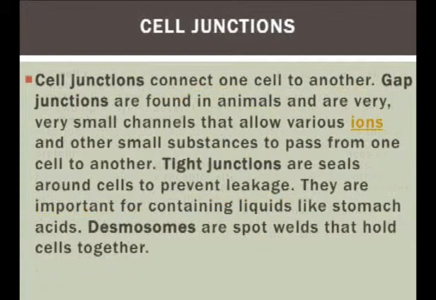Cell junctions connect one cell to another. Gap junctions are found in animals and are very, very small channels that allow various ions and other small substances to pass from one cell to another. Tight junctions are seals around cells to prevent leakage. They are important for containing liquids like stomach acid.